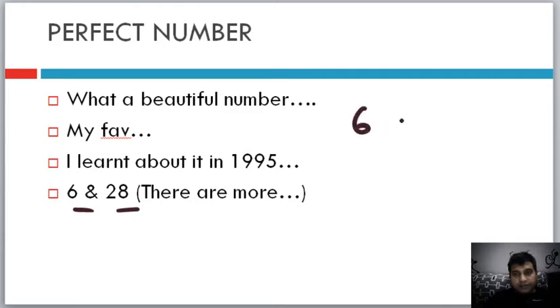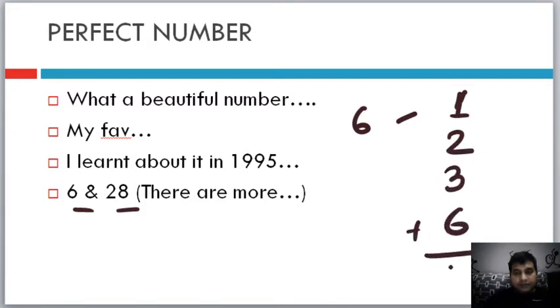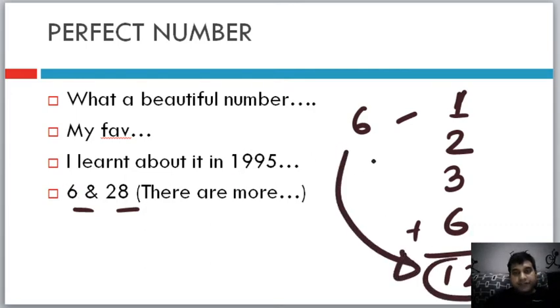So this is 6. The factors are 1, 2, 3, 6. Add all of them, it will be 12. 12 is twice the number. So the definition of a perfect number is that a perfect number is one whose sum of all the factors is twice the number itself. And when we say all the factors, obviously we include 1, because 1 is a factor of every number, and the number itself, because every number is its own factor. So that's the simple definition.